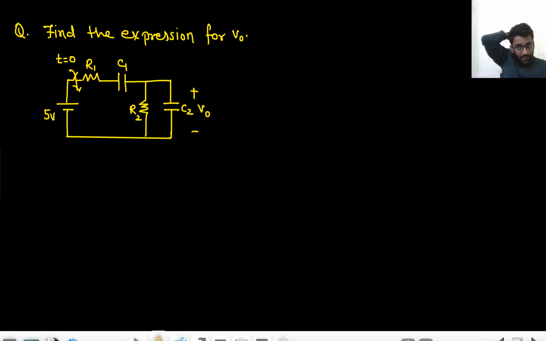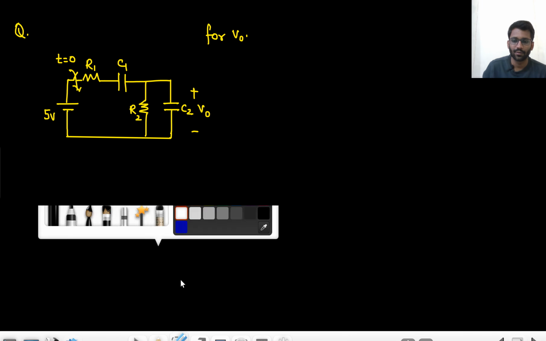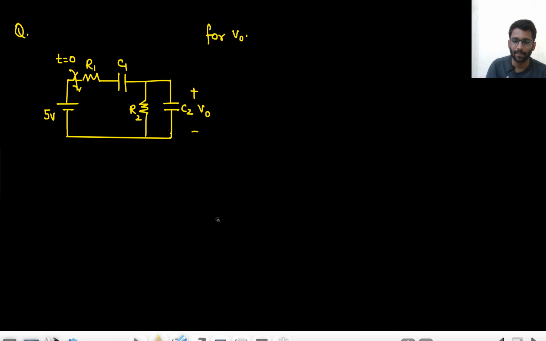Okay. Now the next problem, a simple RC circuit is there. I need you to find the value of V naught, write the expression for V naught, or just draw the graph. Okay, draw the graph for V naught. I am changing the question. Draw the graph for V naught. Do it on your own, then only you should see the solution.